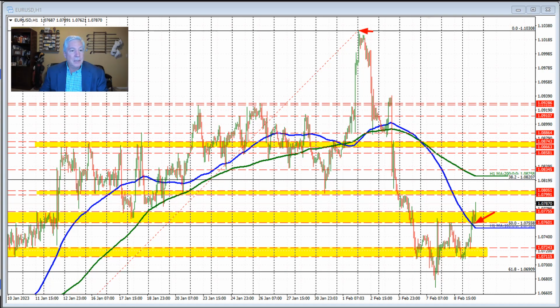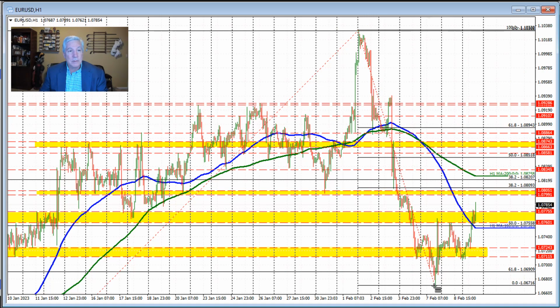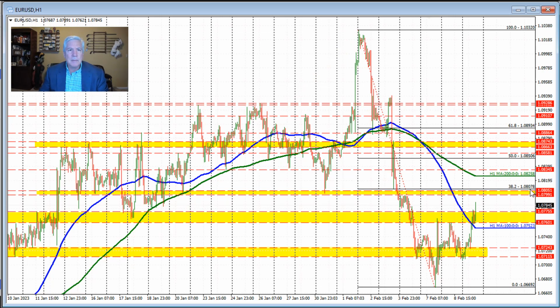I'm going to put in a Fibonacci retracement, measuring the move down from the high that we saw last week to the low that we saw in trading this week, and the 38.2% retracement, if I get rid of this one, comes in at 1.08078. That is just above this next target area right here, which is defined by different swing lows through here.